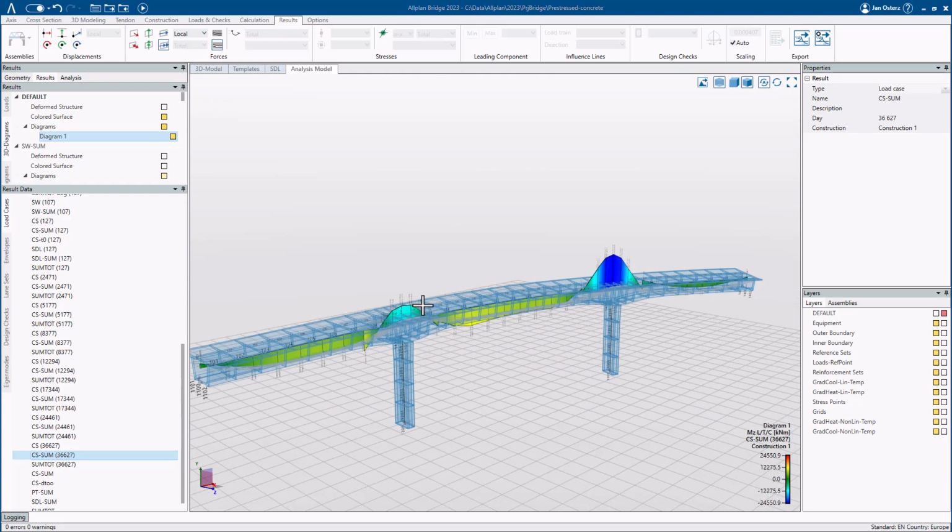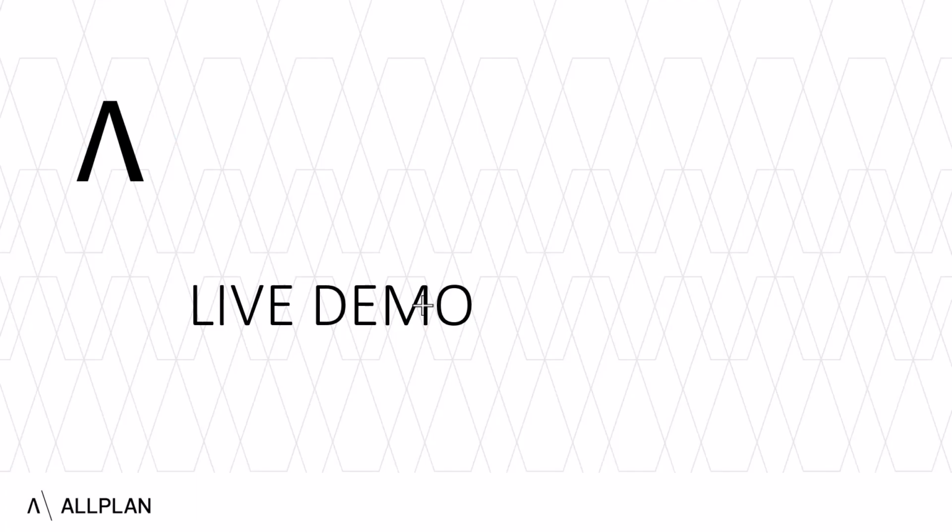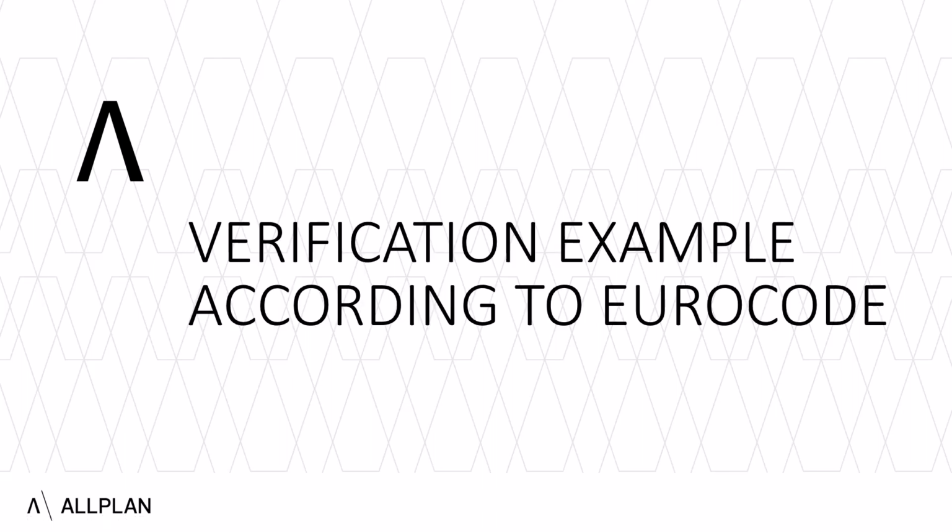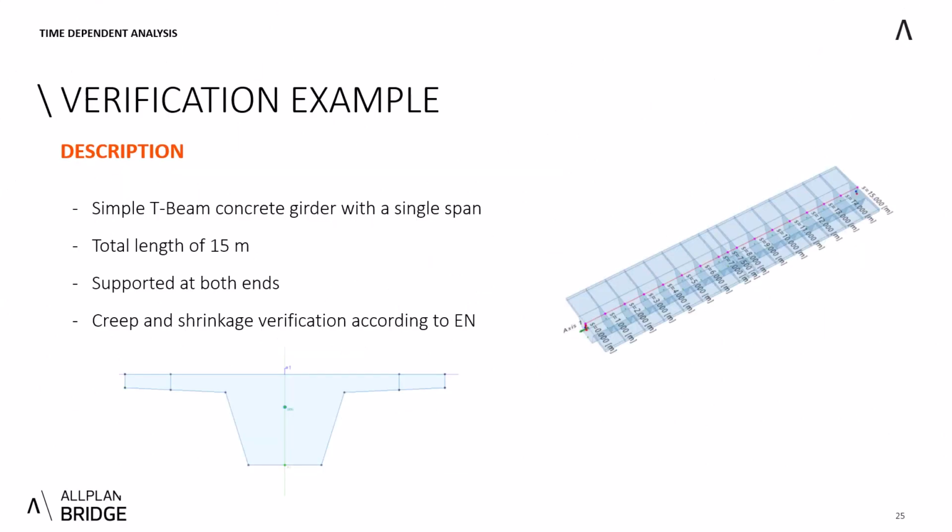Now I suggest we jump back into our presentation, where we are going to take a look at the last important point that we have on our schedule, and this is the verification example according to Eurocode. So I will just go briefly through this. You will have a fully documented PDF attached to the example in the October version, where you can really take a look at every formula that we have used.